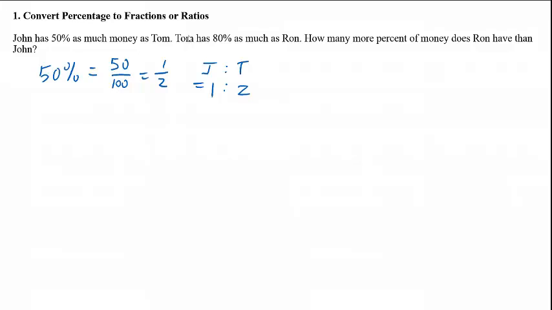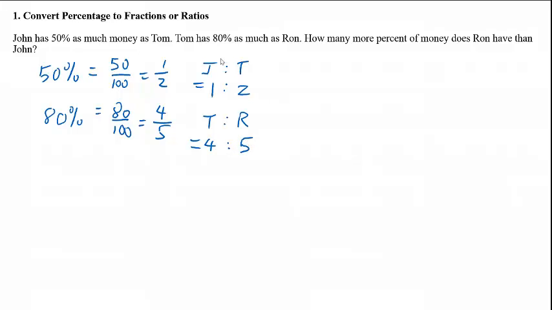After that, the question says that Tom has 80% as much as Ron. So let's convert 80% to a fraction. 80% is equal to 80 over 100, which, when you divide by 20, gives 4 over 5. In other words, Tom is 4 units, while Ron has 5 units. So the ratio between Tom and Ron will be 4:5.